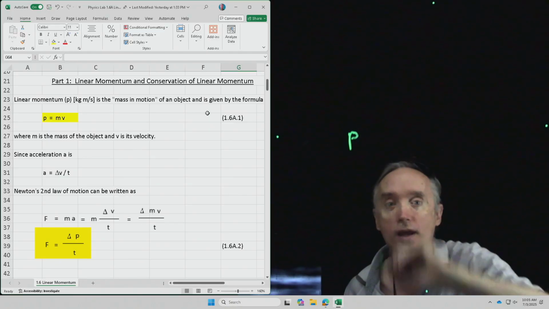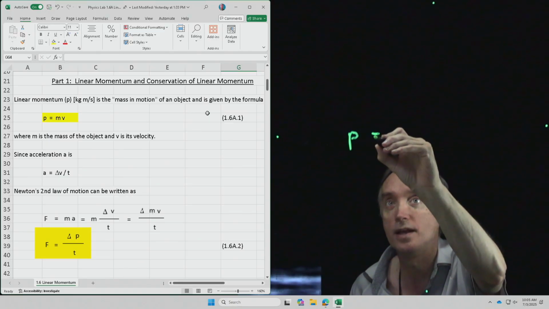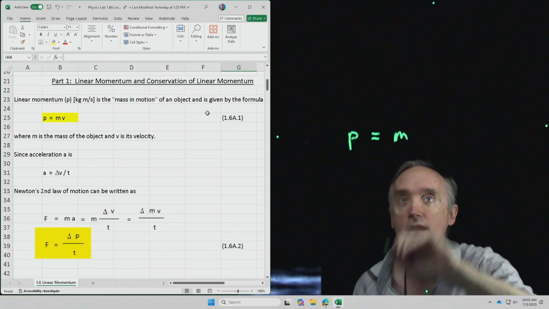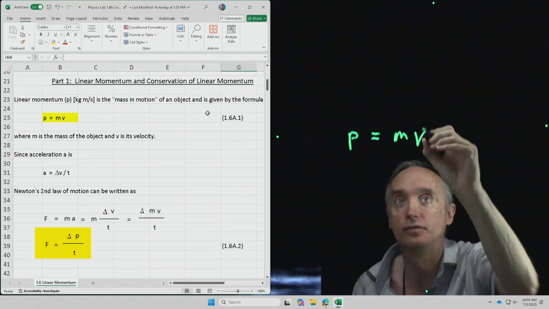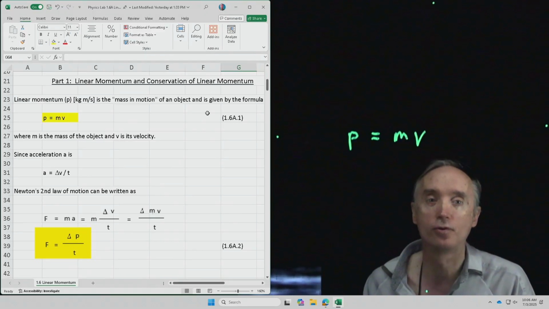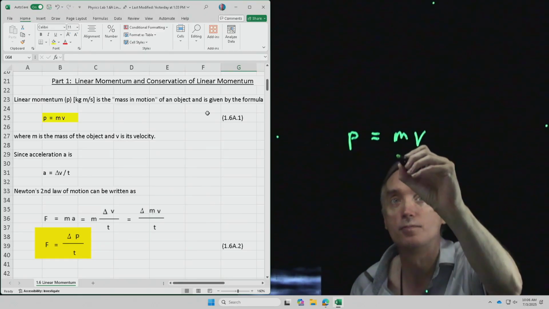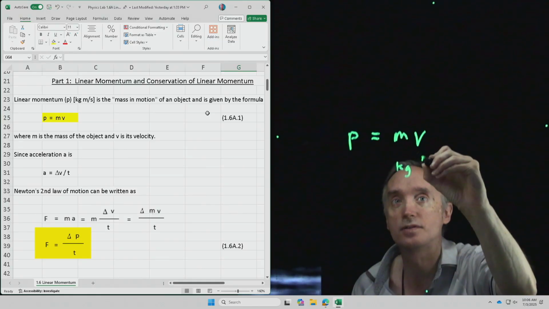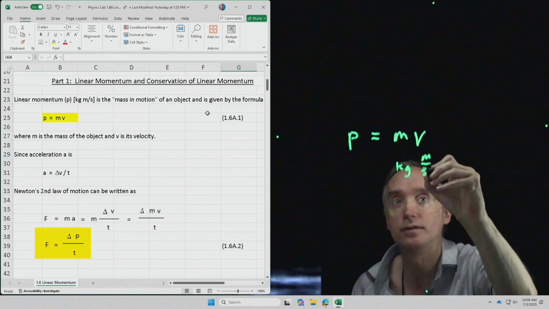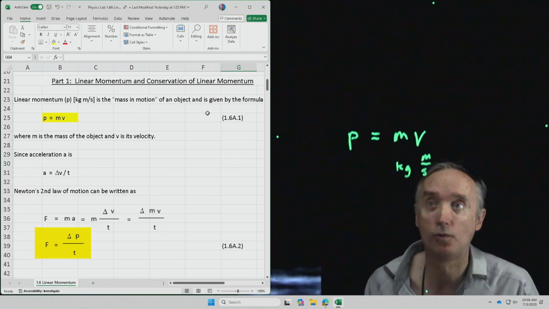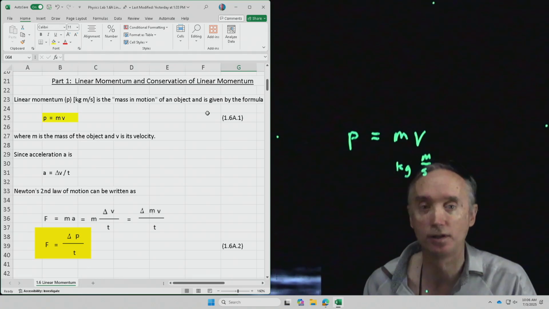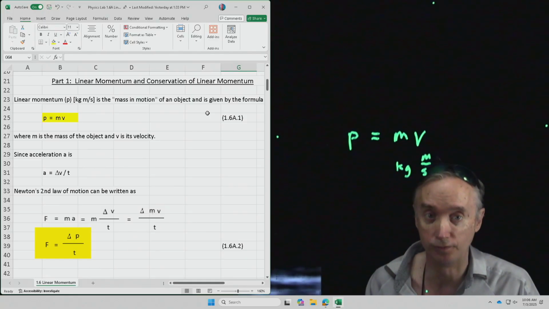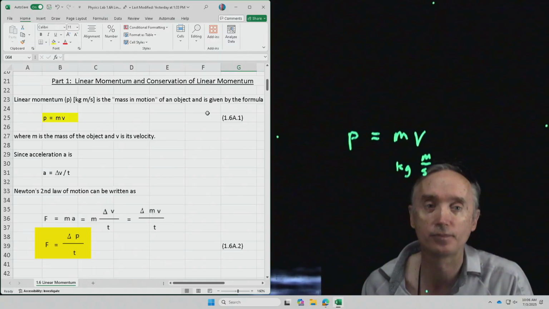So we have a special letter to represent linear momentum, and it's going to be the lowercase letter p, and it's defined to be equal to the mass of an object multiplied by its velocity. And so therefore the units for this: mass is going to be in kilograms, and velocity is going to be in meters per second. So therefore the unit for linear momentum is kilogram meters per second. It doesn't have a special unit like the newton, so we just say that it's that.